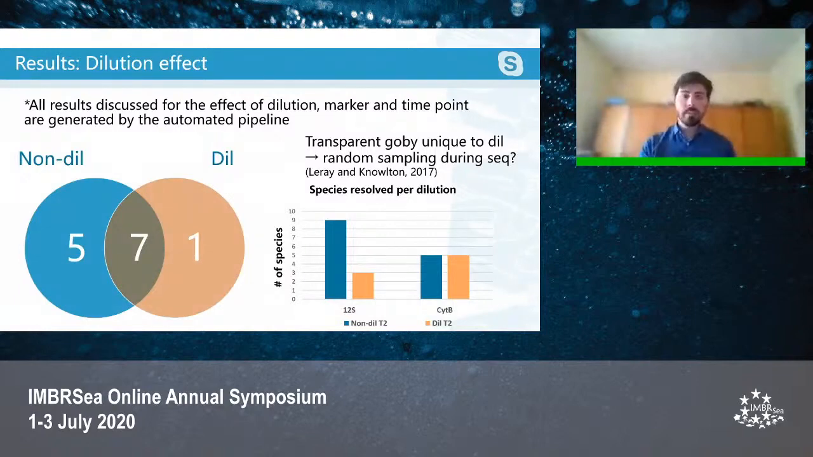Another interesting thing to note is that the dilution actually didn't affect the side B marker, but only affected the 12S marker, which lost up to 2/3 of the species that it could detect.